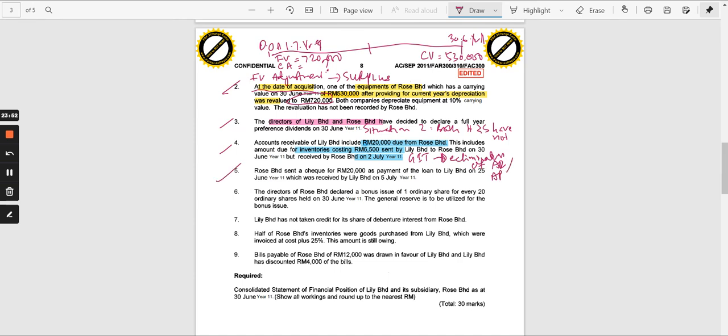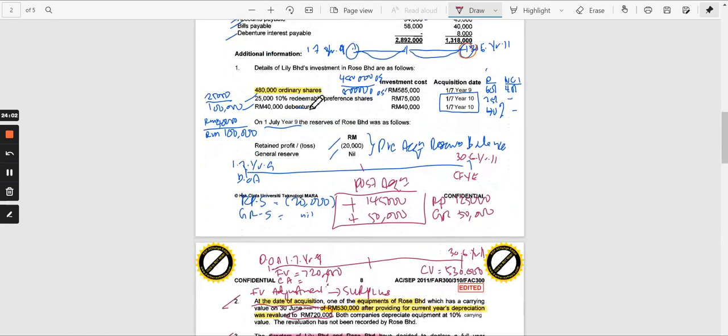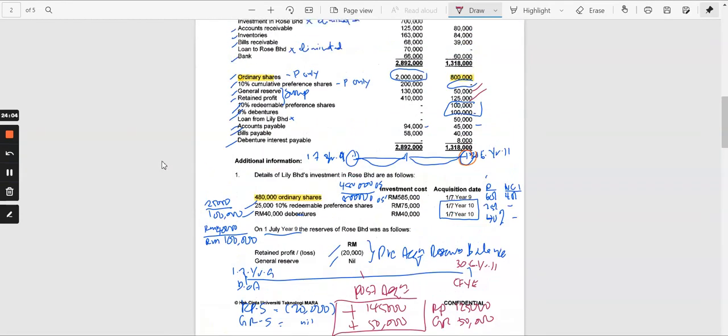Right. Number 5 is the check that was sent as a payment to the loan. Remember, I told you earlier that the loan should have been eliminated, and the reason we are talking about this loan here, in case you wonder which one, is this loan of 70, and this loan of 50,000 here. So there are the balances here.